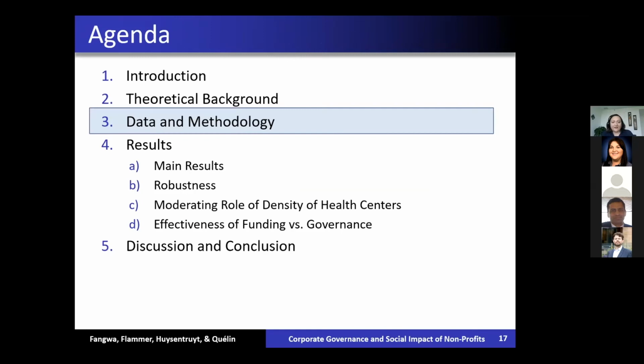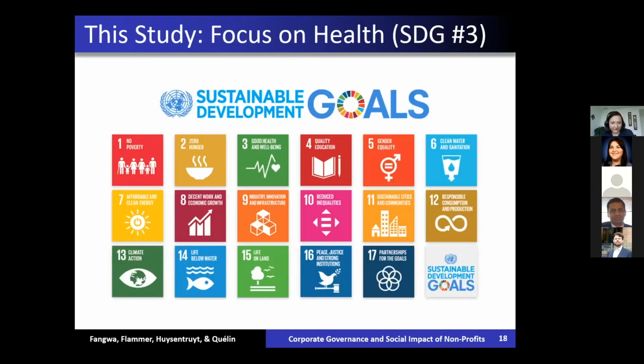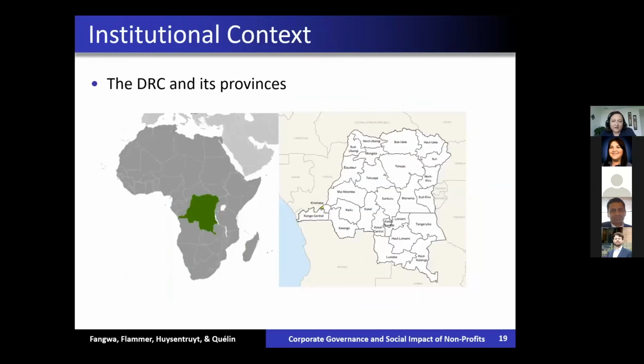All right, now let me get to the data. As I mentioned before, in this study, we focus on one specific SDG, and this is good health and well-being. In the context of the DRC, for those of you who might be a little rusty in terms of geographic knowledge, the DRC is located in the middle of sub-Saharan Africa. You can see it here in green, and it is divided into 26 provinces.